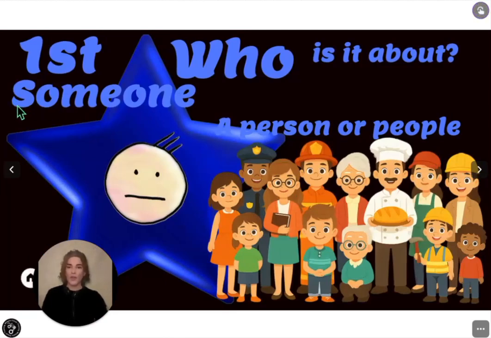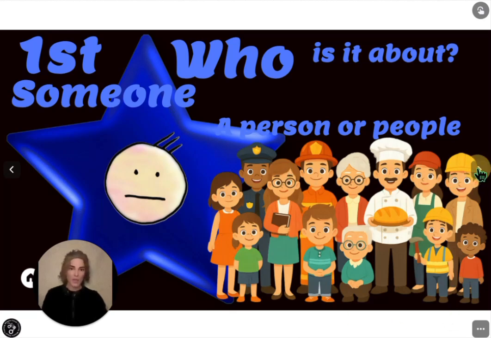First, we have who, which is someone. So the question is, who is it about? Someone, a person or people. Someone or some people. If it's more than one person, it's people. That's an irregular. Now, someone, no one, anyone, some people, no people, people. So here we have people as an example.